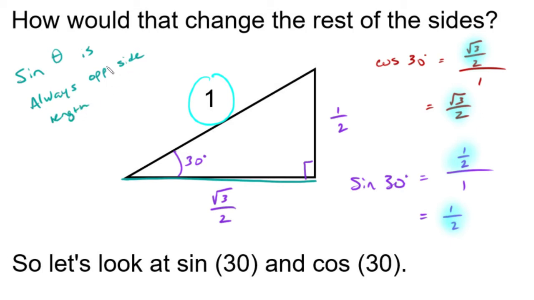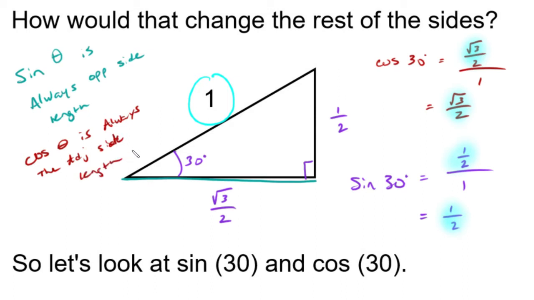Just the opposite side length, because the unit circle always has u divided by 1, which keeps it the same. Whereas cosine of theta is always the adjacent side length.